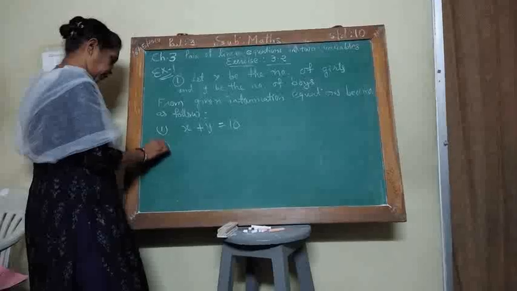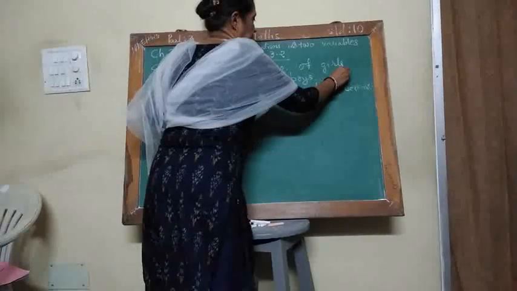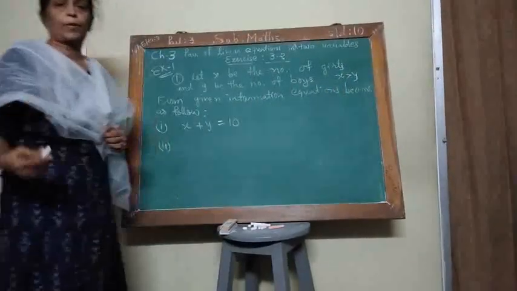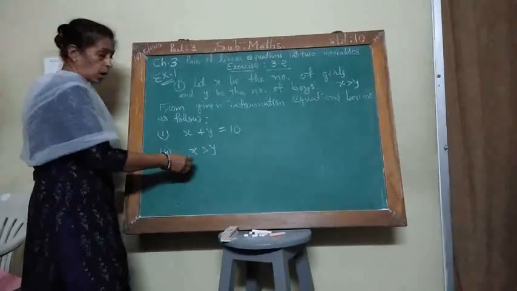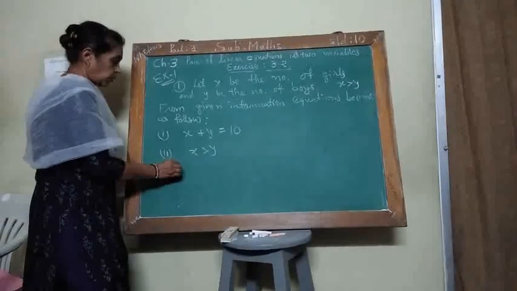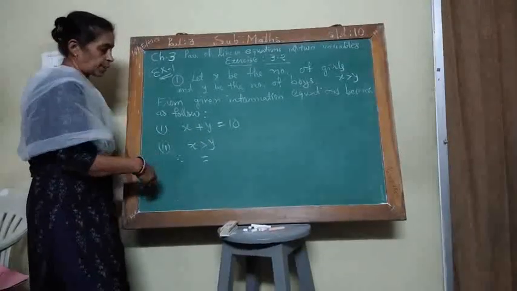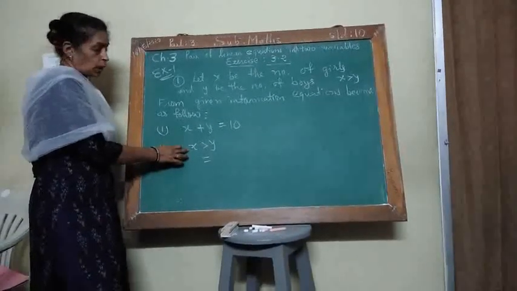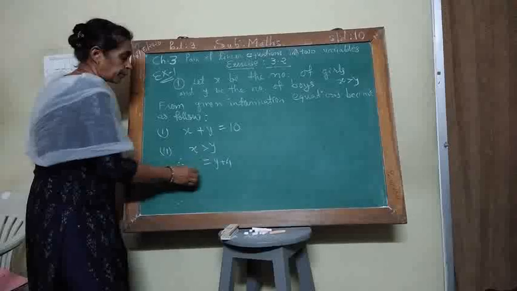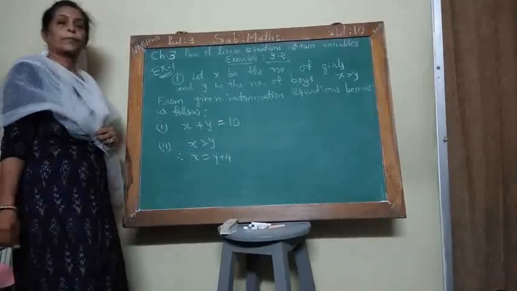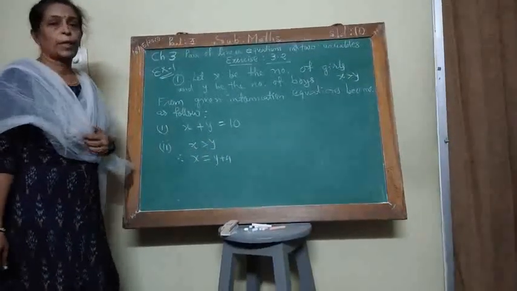Second equation: here you may write that x is greater than y. That means the number of girls is greater than the number of boys. So if x is greater than y, how much greater? 4. So to make an equality sign, we have to add 4 on which side, right side or left side? This side is already greater, so to make them equal, we have to add 4 here. If you add 4 here, then both become the same.